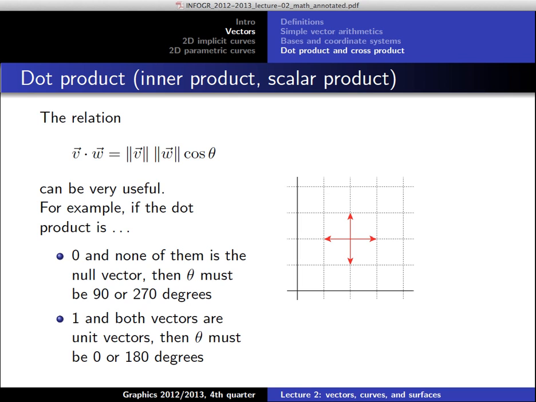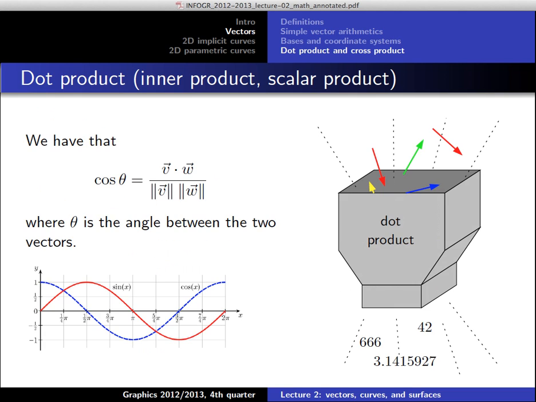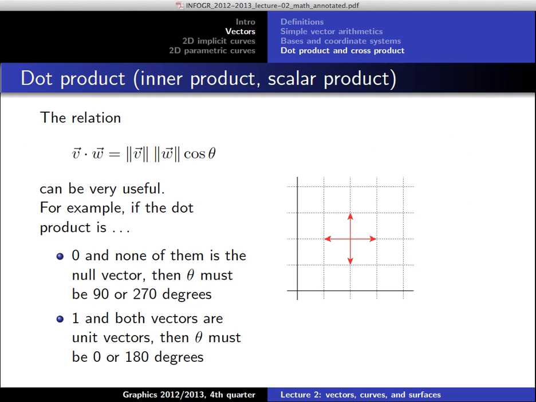the value. So, for example, if this dot product is 0, and none of them is a null vector, which means none of them has the length 0, then we know that because we have a product on the right side, the cosine must be 0, which means if you look at the function, the angle between the two vectors must be either 90 degrees or 270 degrees. So we know they are orthogonal to each other.